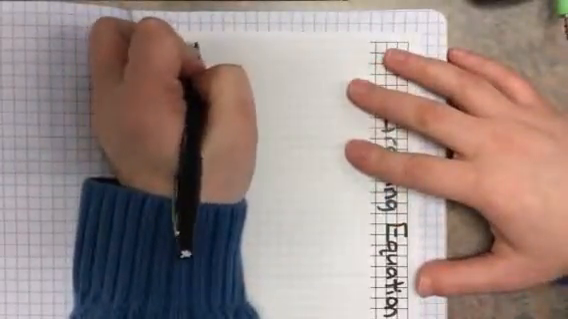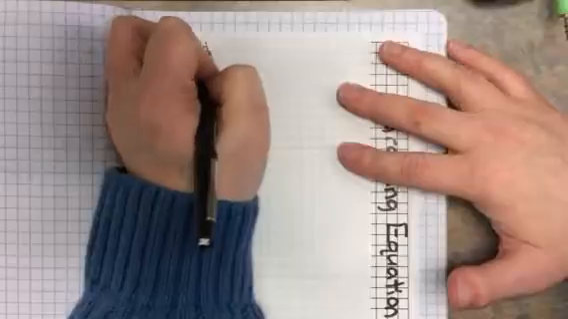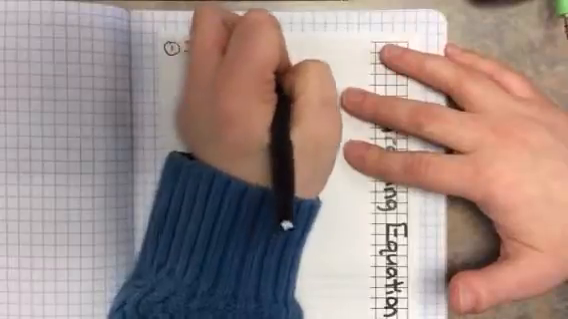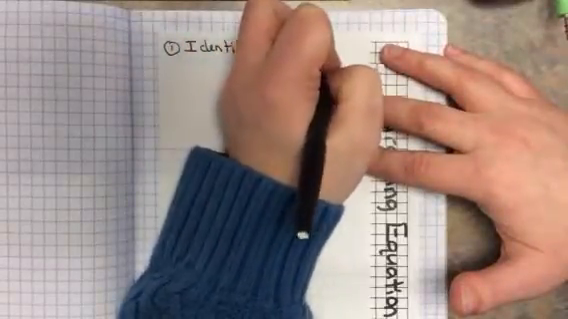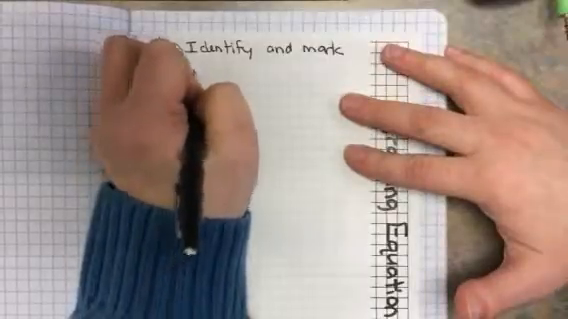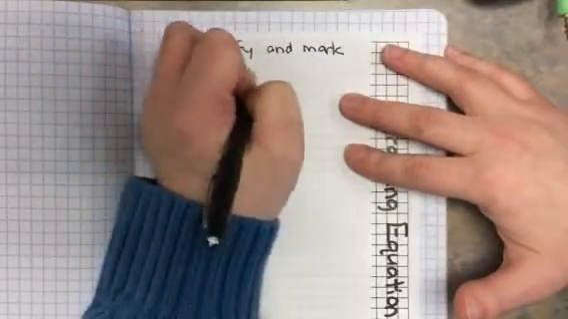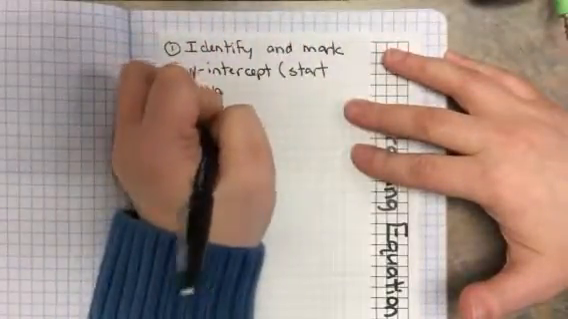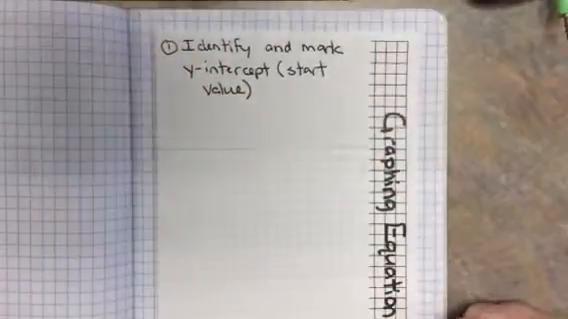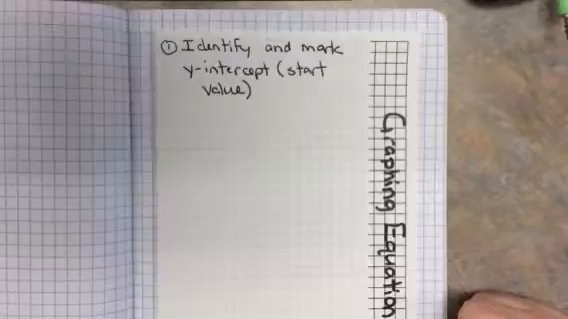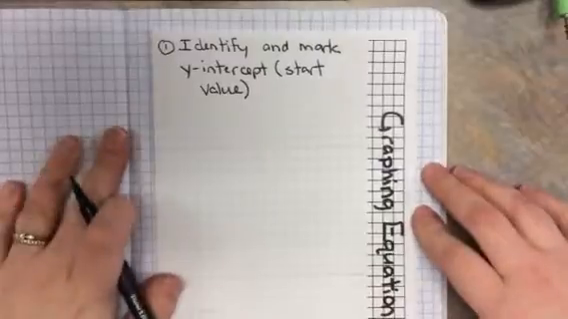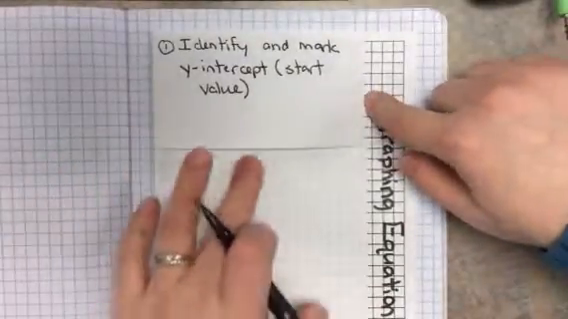I'm going to put what we're going to do on the outside and then we'll actually do it on the inside. So our first step: identify, and then mark on the graph. Identify and mark the y-intercept, which we know is the same thing as the start value. I'm going to open this up. So identify and mark the y-intercept.